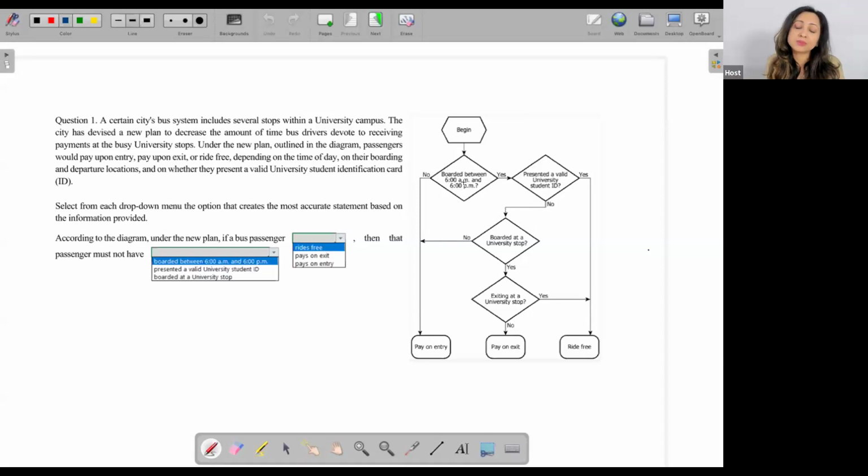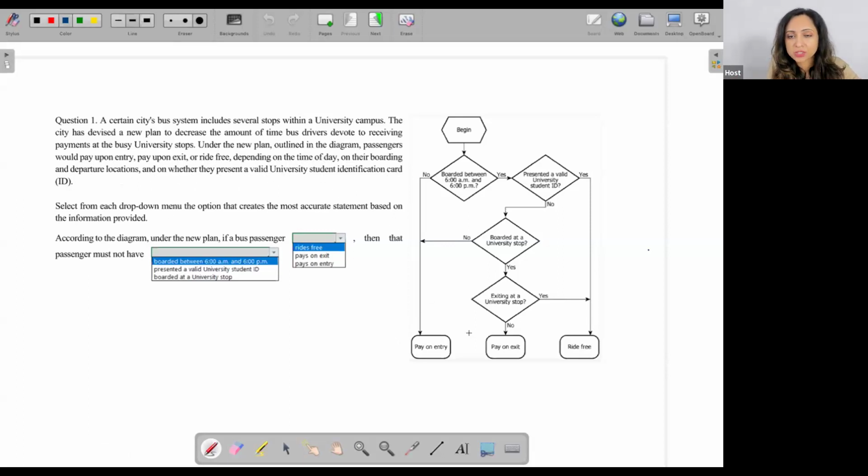That is why, and as we have seen in a lot of DI questions, you do have a lot of extra information, right? Only a small part of it would be used to answer the questions. That is why over-evaluation of what is given to us doesn't really help. Especially if we have tables, for example, or if we have an entire big graph, we don't have to evaluate the whole thing before we even move on to the questions. Now, under the new plan outlined in the diagram, passengers would pay upon entry, pay upon exit, or ride free. So these are the three actions that would be taken, depending on the time of day, on their boarding and departure location, and on whether they present a valid university student identification card.